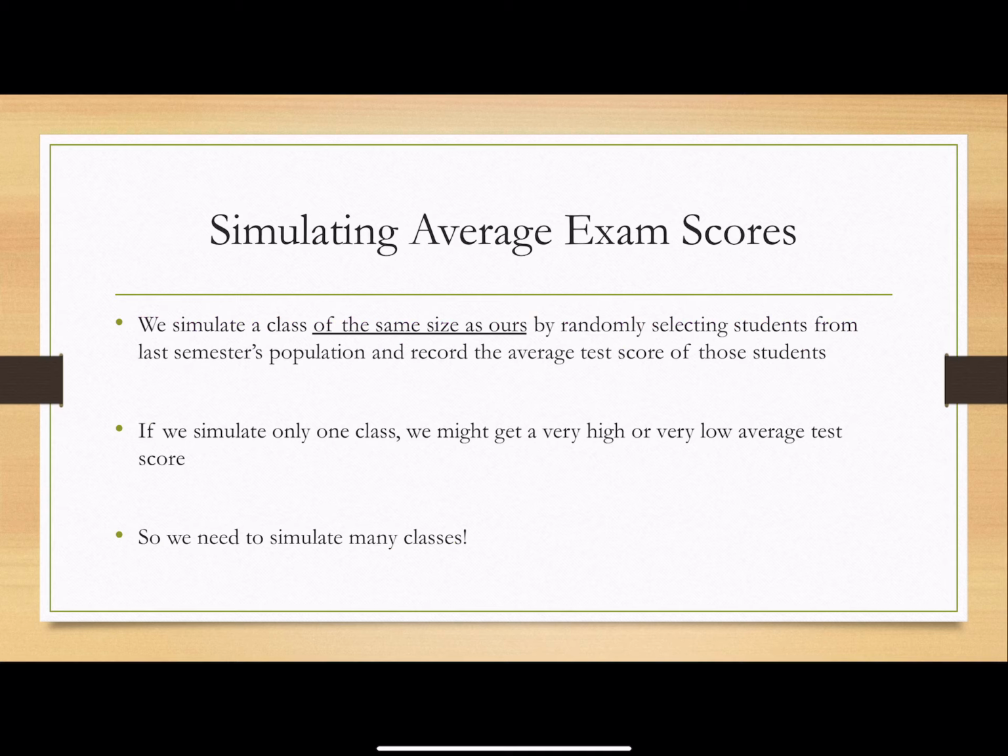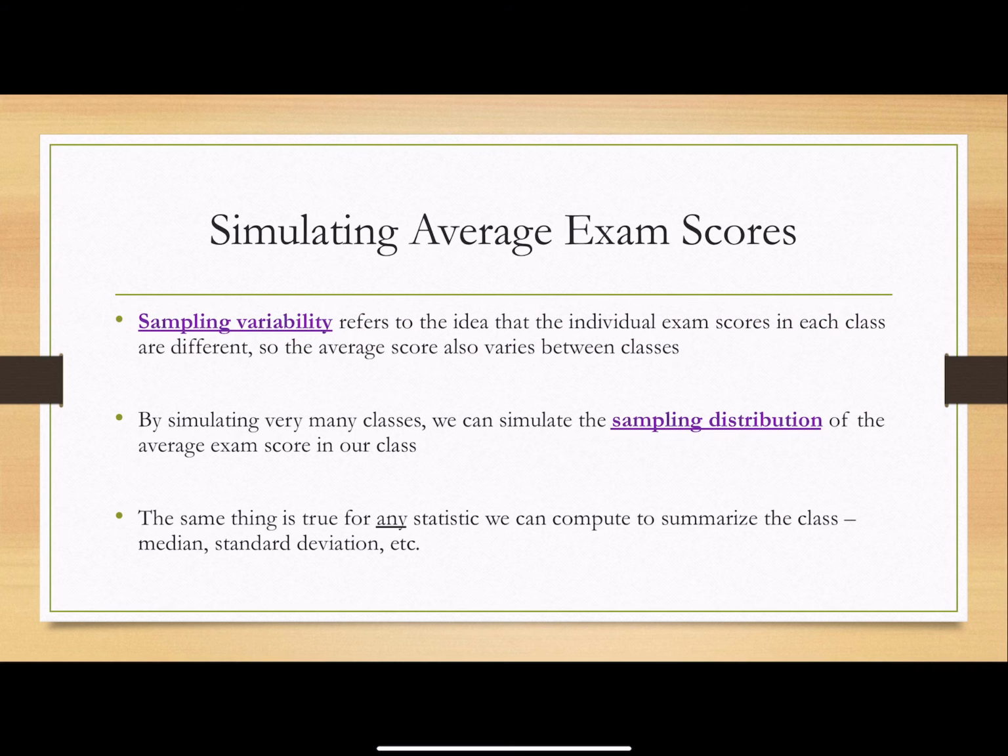So we're going to take our data set that we have. We are going to simulate a class of our size by randomly selecting students. And then we are going to repeat this over and over and over again until we get, say, 10,000 different simulated classes. And we're going to look at all the possible class averages that those 10,000 got. And then we're going to see what happens.